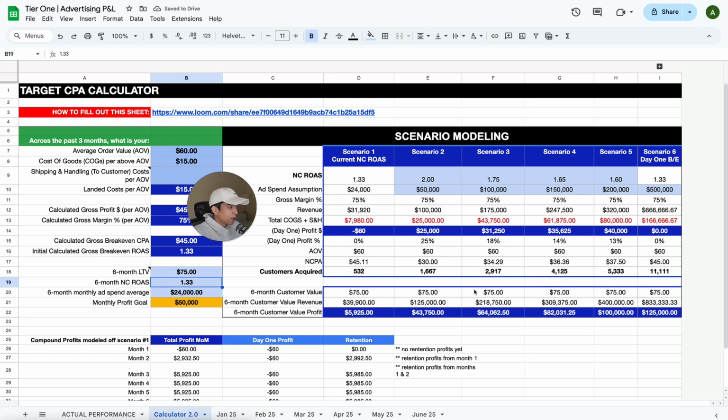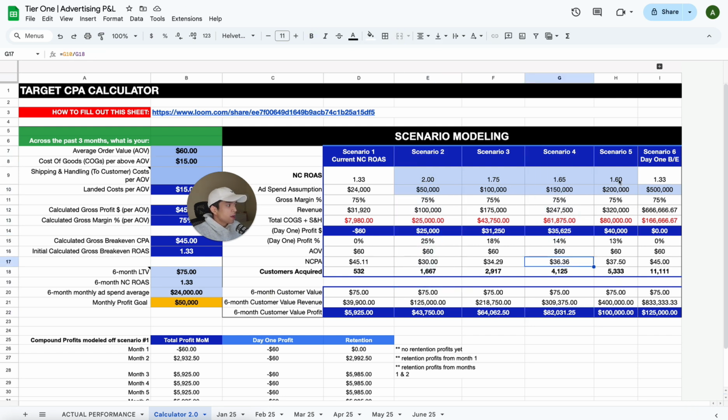Right, so I just had to clean up one of these calculations because the 6-month LTV should not have been 45. So I actually bumped it up to 75 bucks. So assuming first order is 60 bucks and then our 6-month LTV is 75. As you can see, we're making way more profit on the 6-month customer value journey compared to scenario 2 looking against scenario 4.